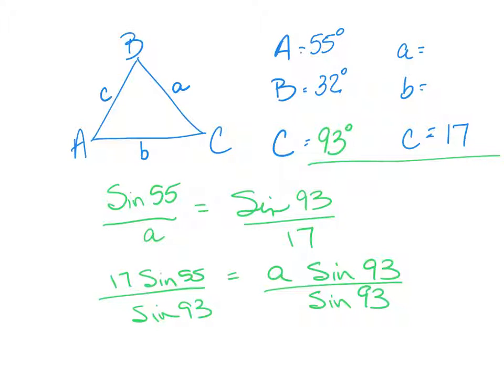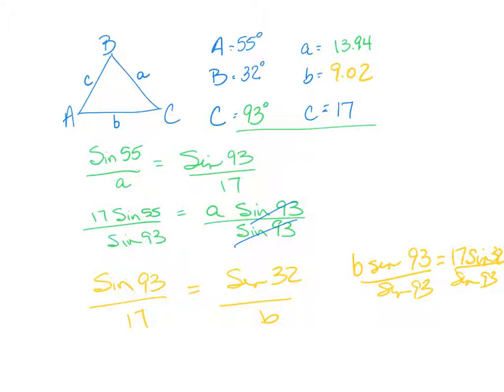And we put that in our calculator. I highly recommend, because a lot of people are having trouble, to put the top in, hit enter, and then divide it by sine of 93. So to find b, you do the same thing. You set up sine of 93 over 17 equals sine of 32 over b. Cross multiply. When you do, you get that b is 9.02.